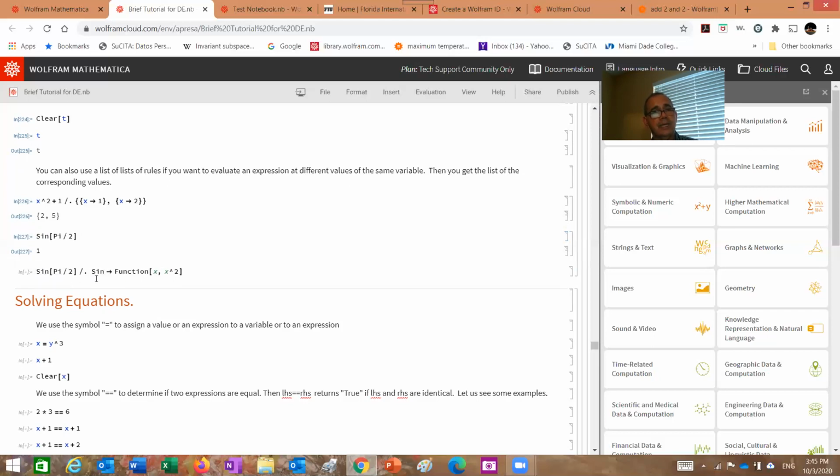You can do it by means of this rule of substitution, of replacement. So you have the expression sine of pi over 2, and then this symbol means you replace the sine by what? By the pure function that converts x into x to the second. So basically, instead of obtaining sine of pi over 2, which is 1, you're going to obtain pi over 2 to the second. So here you press enter.